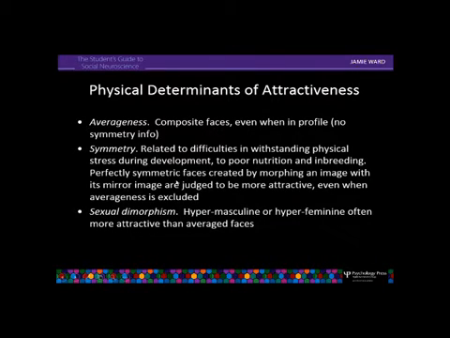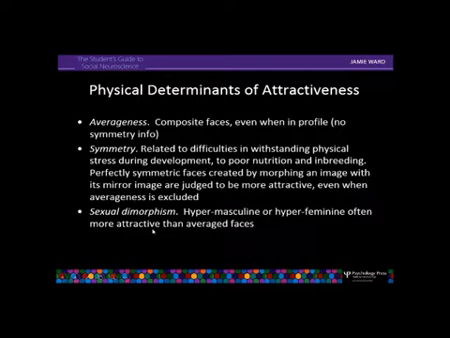And again, there's some biology behind this, in the sense that lack of symmetry is related to various undesirable things. Poor nutrition, inbreeding, and so on would tend to produce asymmetrical faces. And the idea is that this is some kind of evolved mechanism to avoid that.